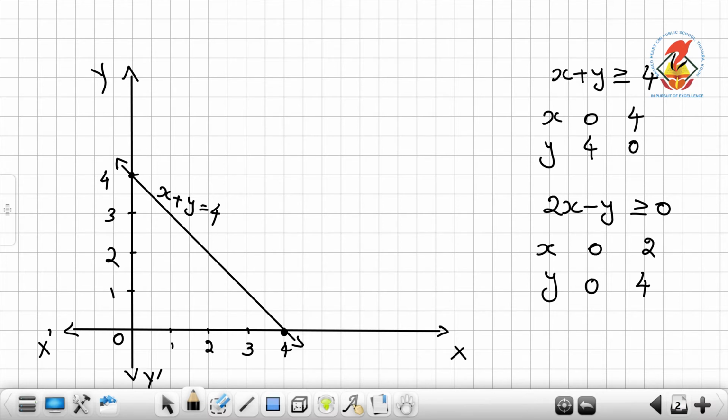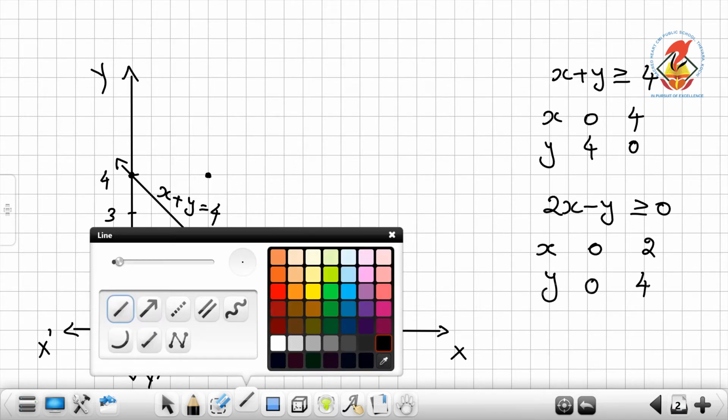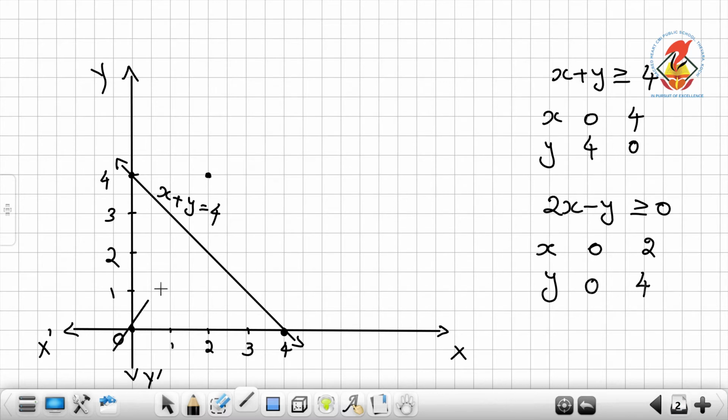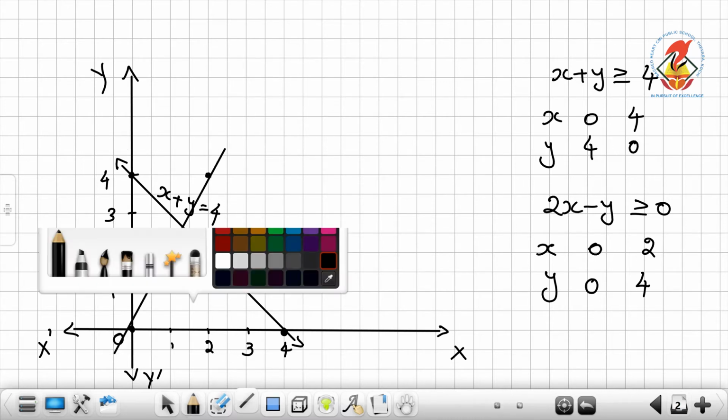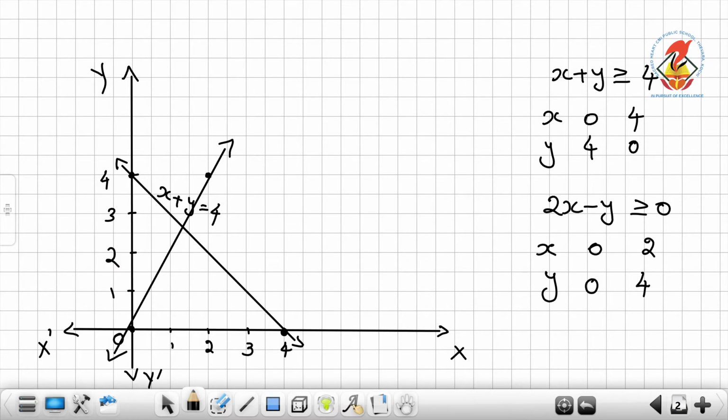Now the next line. 0, 0 is the origin, and the other one is 2, 4. Where is 2, 4? 2 on the x axis, 4 on the y axis. So this is the point. Okay, now draw the line, a line through this. The slight difference is obvious.